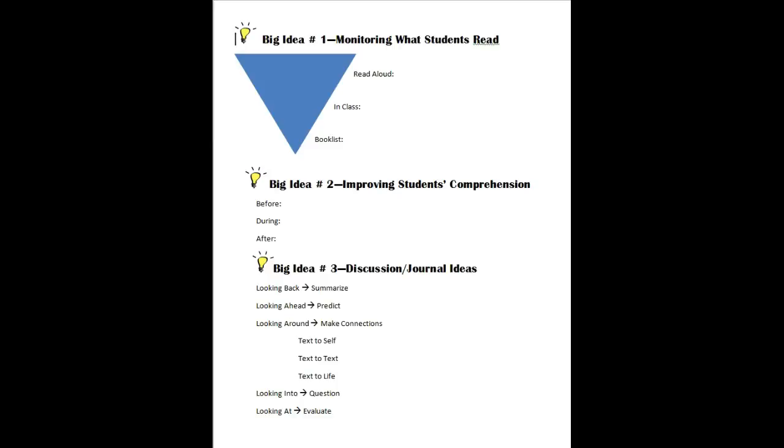For summarizing, I call that looking back. You look back and summarize. For predicting, that would be looking ahead. What do you think is going to happen next? What are they going to do? All right. For making connections, which is text to self, text to text, text to world, or text to life, sometimes it's said, that's looking around. I look around at the world and make connections. I look around at other books that I can make a connection to. And this book reminds me of that, or I read something similar in another book. So looking around would be making connections.